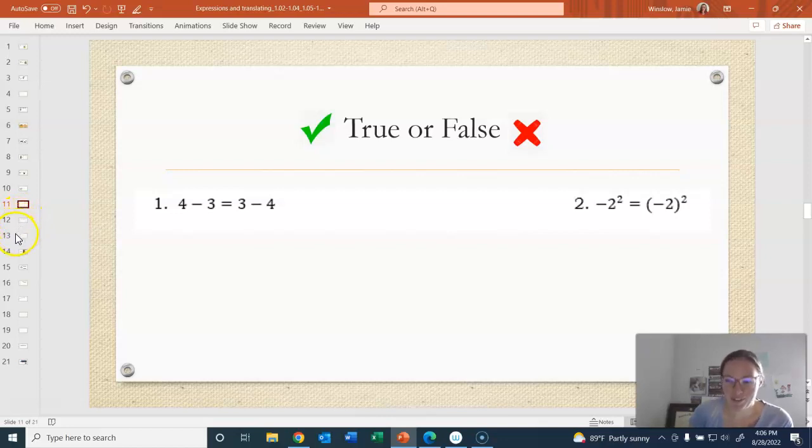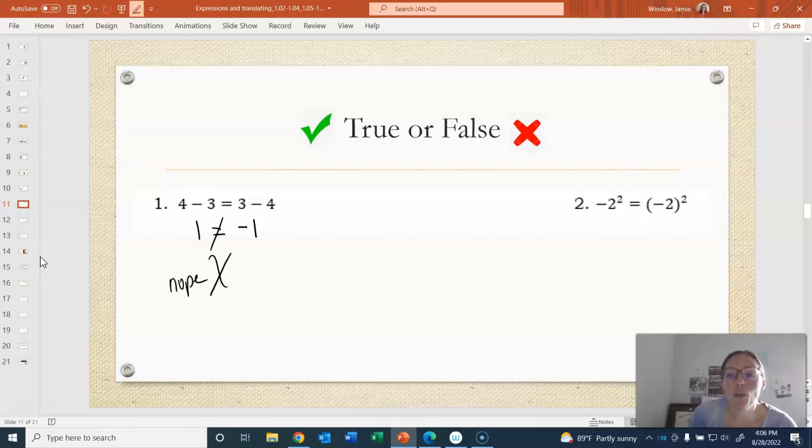All right, true or false? If we were together, I would be quick polling you. Number 1, do you think this is true or false? Think about it first, and then we'll show you the solution. Let's see. 4 minus 3 is 1, and 3 minus 4 is negative 1. Wah, wah. That is not true. Nope. 1 does not equal negative 1.